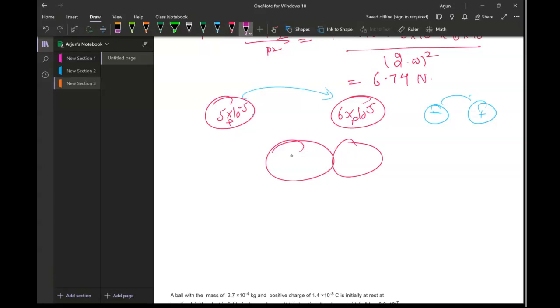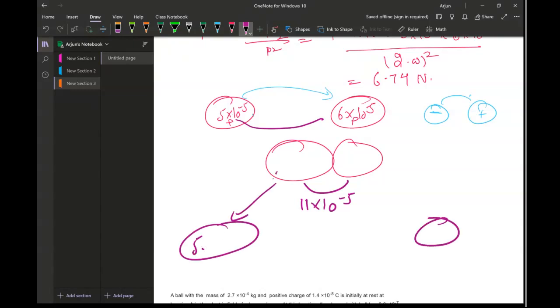So the total amount of charge on these two will be 11 times 10 raised to the power negative 5. These two will add up and they will equally divide themselves on both the spheres. So this will be 5.5 times 10 to the negative 5. This will also be 5.5 times 10 to the negative 5.